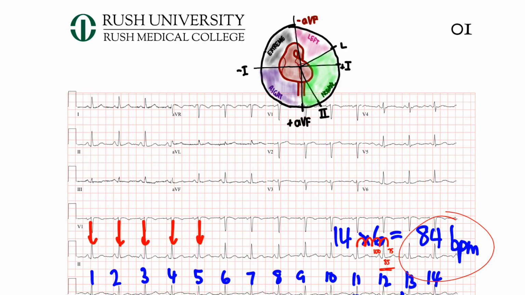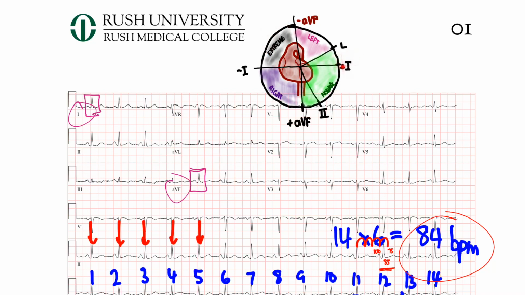Okay, so now the leads that we said we're going to really pay attention to are I and aVF, right? So let's do that. So this is I and this is aVF. So we can see here that I is pretty much mostly positive and aVF is mostly positive. And so if I is positive and aVF is positive, that puts us in this quadrant here, in the normal quadrant, right? Great. Now, if I was negative and aVF was positive, that would put us in the right quadrant. And if I was negative and aVF was negative, we'd be in the extreme quadrant.